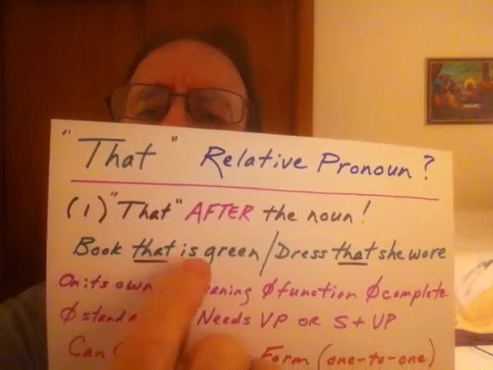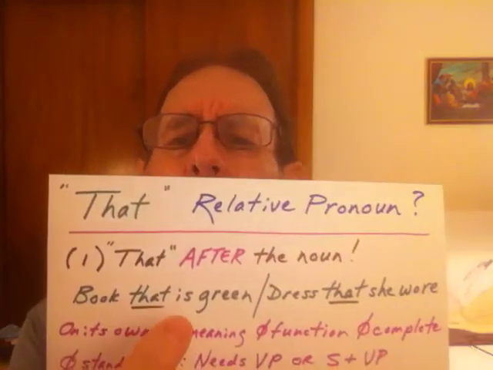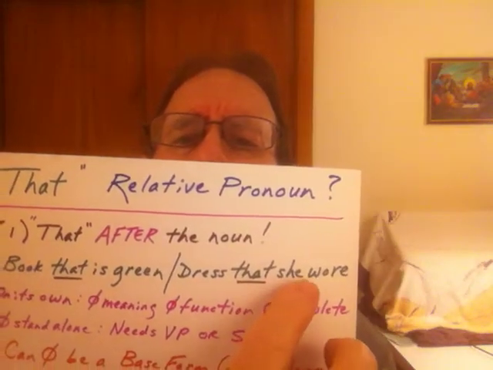Now we have our so-called relative clause. You see that? Now in that situation, this is very important before we go into our next videos. The word "that" in this case, coming after the noun, on its own has no meaning, it has no function, and it's not complete. You can't just say "book that," "dress that." It's naturally just not complete like that with the word "that" coming after the noun. It can't stand alone. It needs a verb phrase, or it needs a short little dependent clause. It can't stand alone. It needs something.